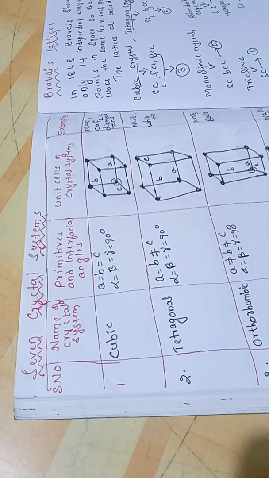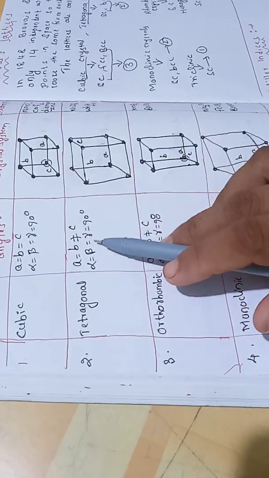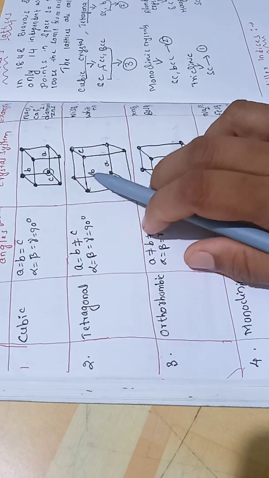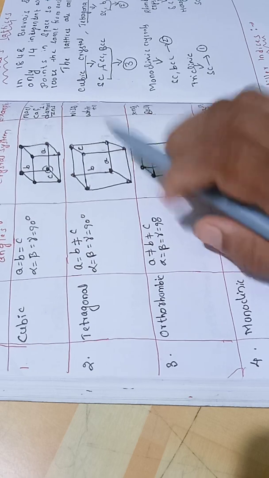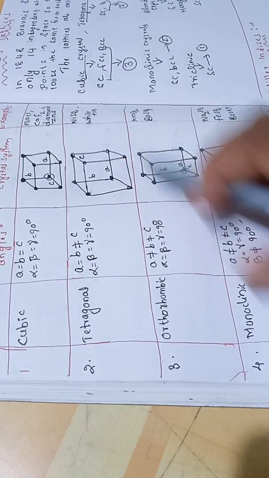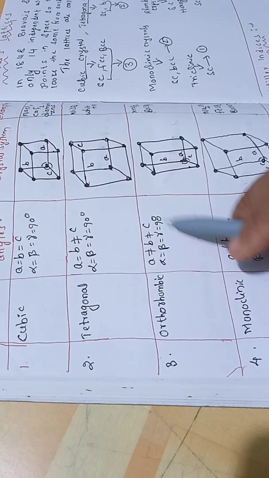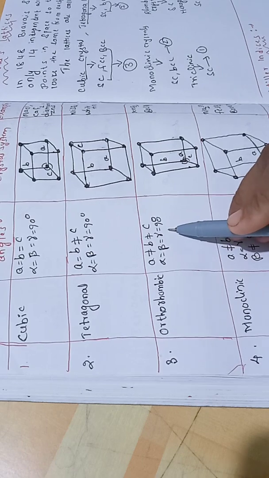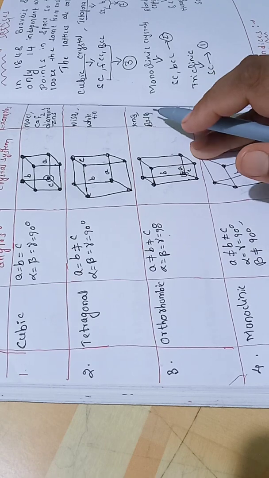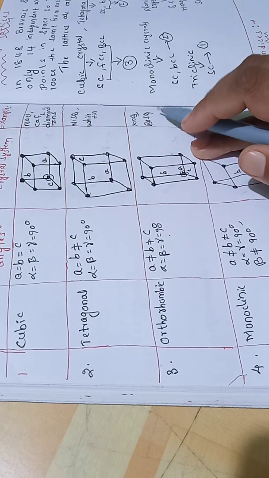Alright. Now next, tetragonal. a equal to b not equal to c, alpha equal to beta equal to gamma equal to 90 degrees. This is the structure, a equal to b but not equal to c. So NiSO4, white tin are some of the examples. Next, orthorhombic. Here lengths are not equal to each other but angles are equal to 90 degrees. So a not equal to b not equal to c. Examples are potassium nitrate, KNO3, BaSO4, barium sulfate, etc.